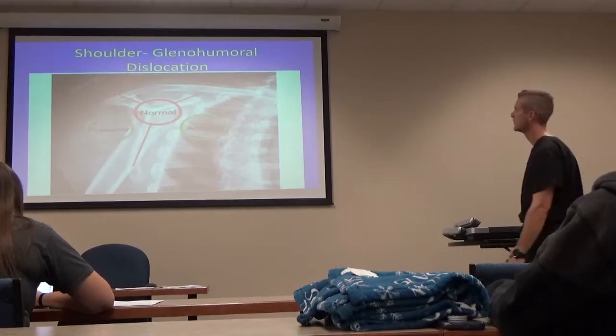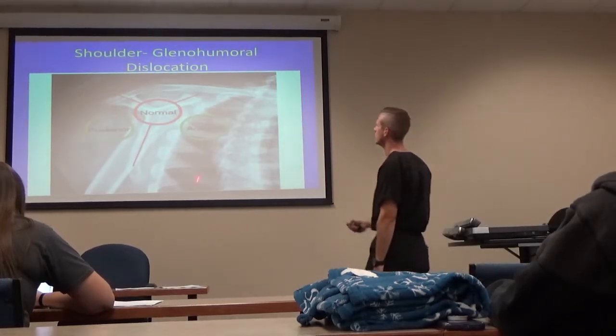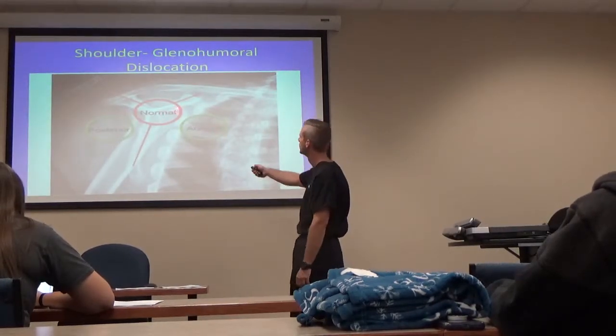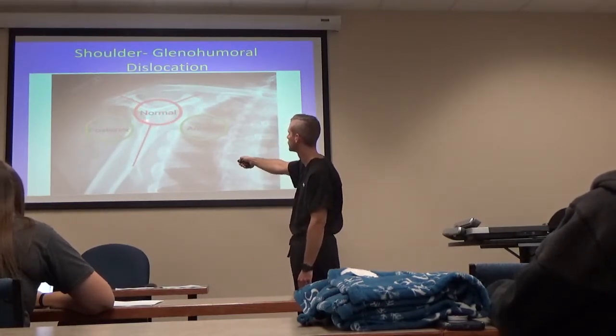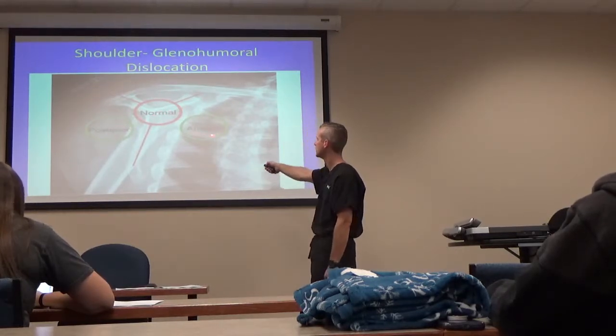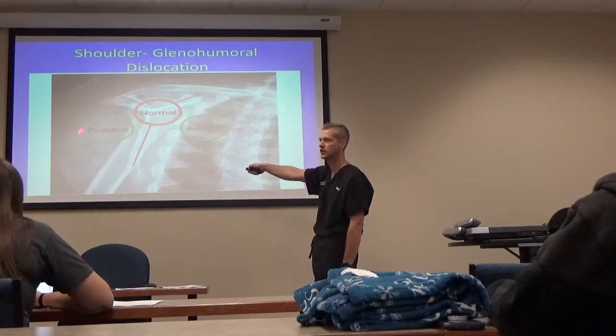Here's your scapular Y view. So anterior, posterior, see the head of the humerus, see the Y, right? The head of the humerus is right in the middle there. It's going to be out of these two positions. It's going to be anterior dislocation. It's going to be posterior dislocation.